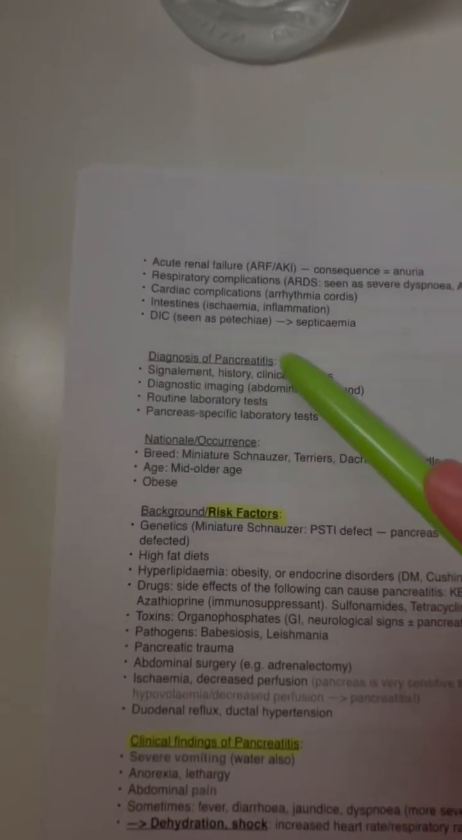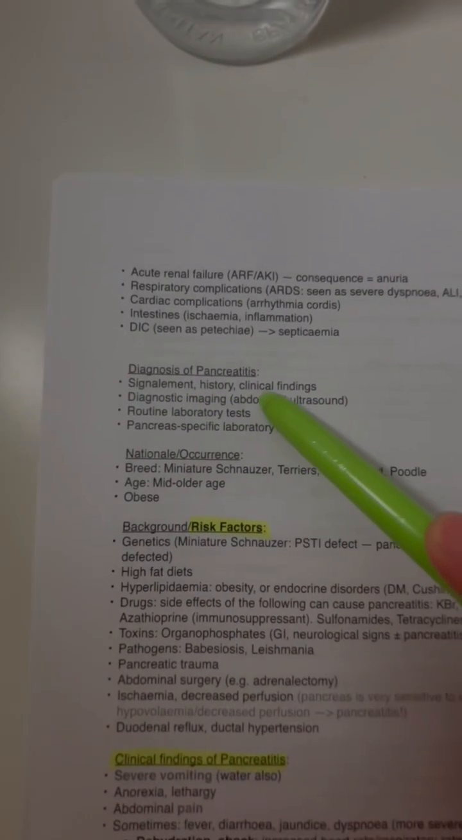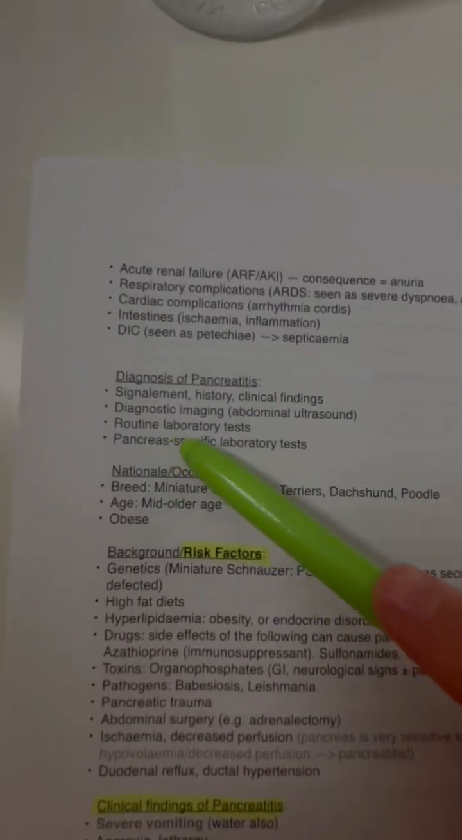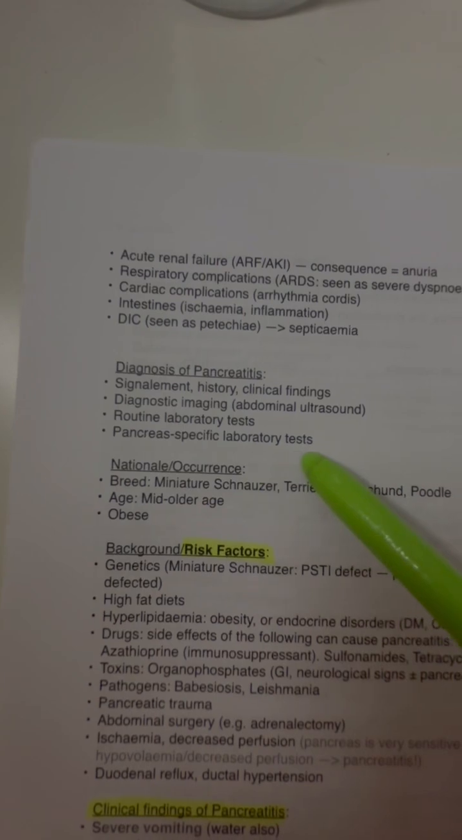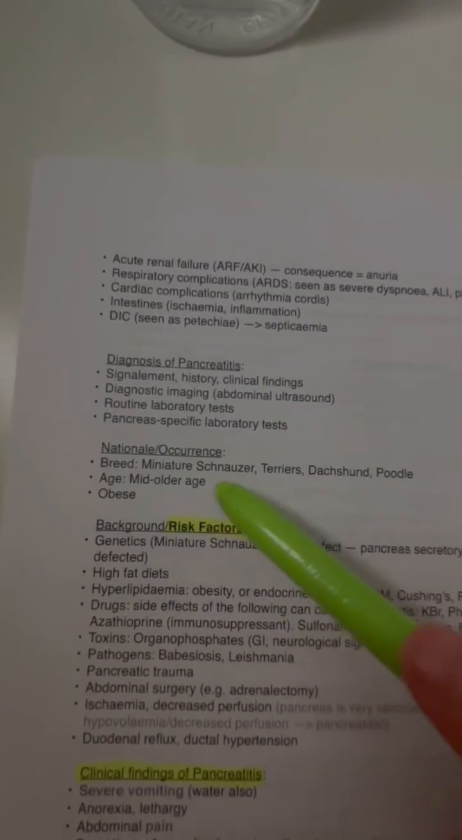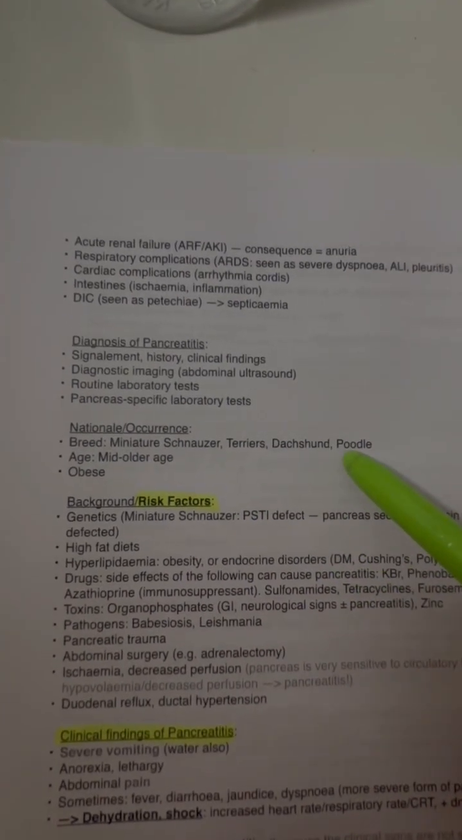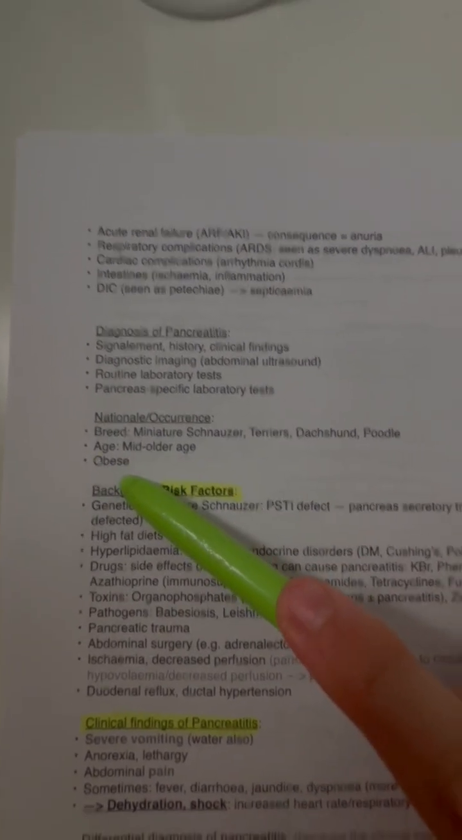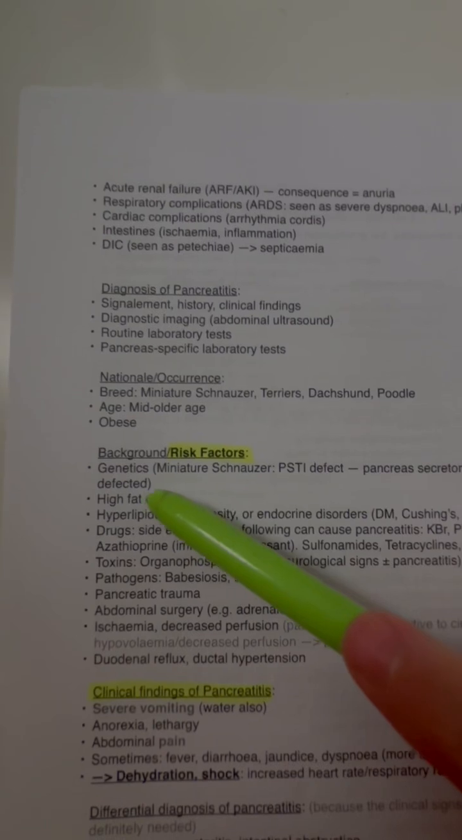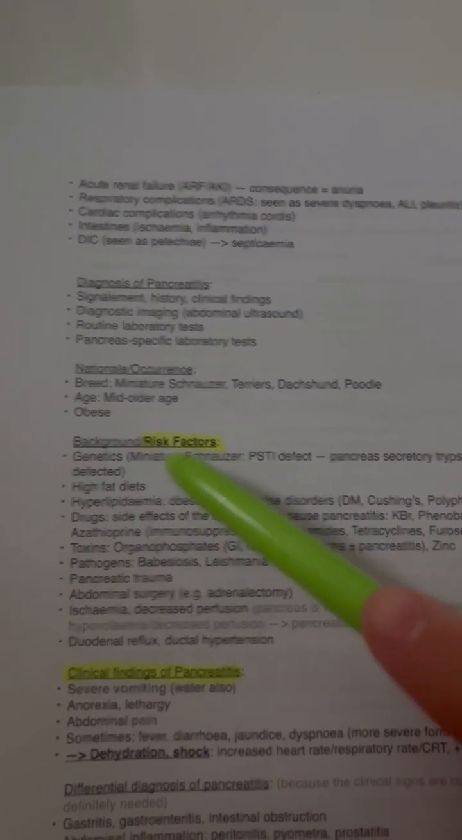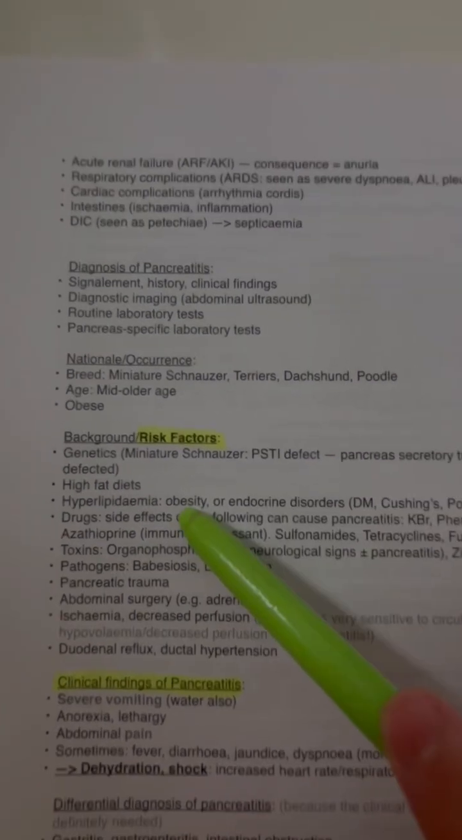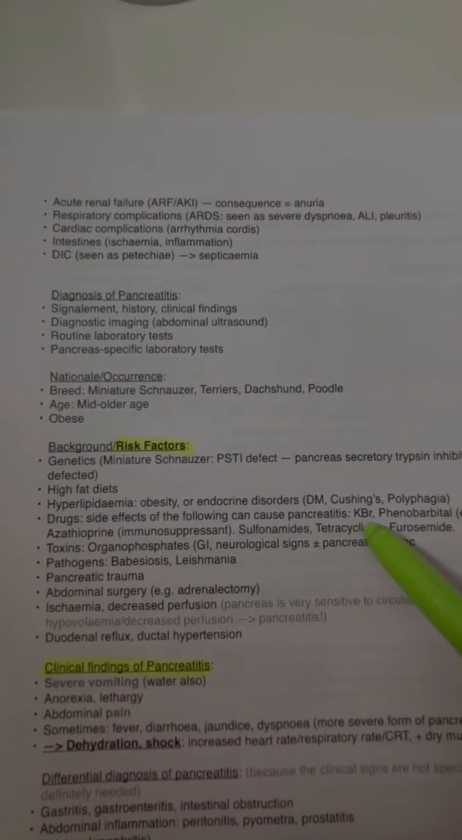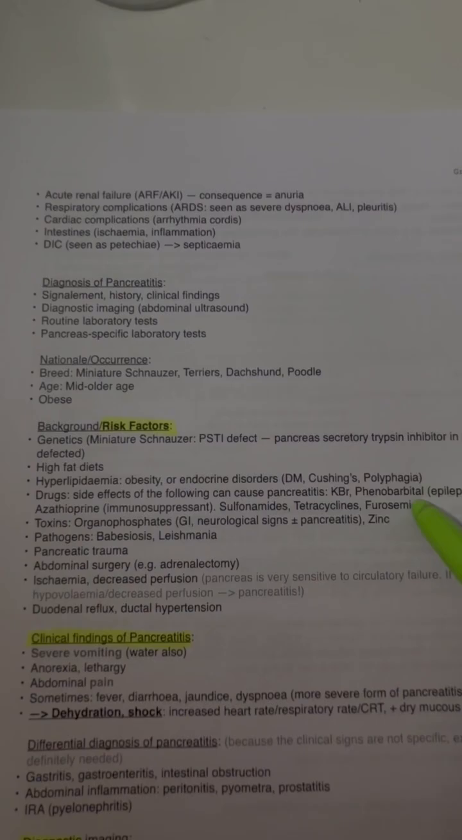To diagnose pancreatitis, we need to look at the signalment, the history, the clinical findings, diagnostic imaging such as ultrasound, routine laboratory tests, and pancreas-specific laboratory tests. It occurs mostly in miniature schnauzers, terriers, dachshunds, and poodles, in middle-aged to older-aged dogs, and in obese animals. So the risk factors are genetics in the case of miniature schnauzers, high-fat diets, hyperlipidemia in the case of obesity, and drugs such as potassium bromide and phenobarbital can cause pancreatitis.